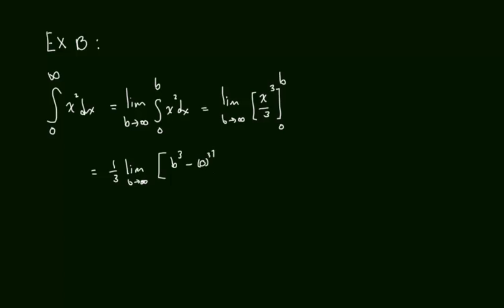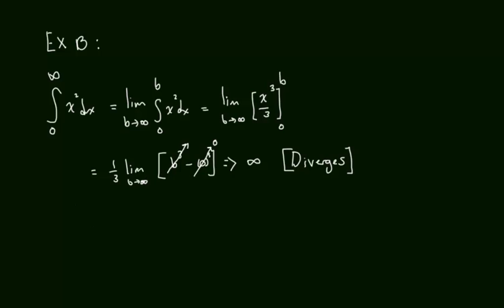This, of course, is equal to 0, but this then is going to go to infinity. So we're going to say here that this entire limit does not exist. It grows without bound. We would say in this case that it diverges. It does not converge. It diverges. It grows without bound.